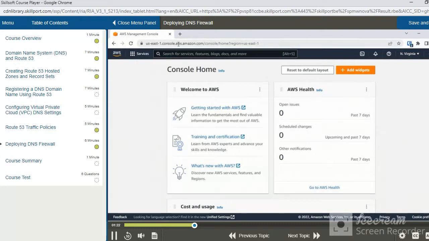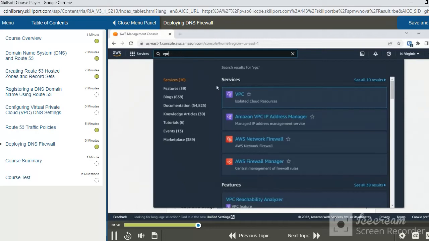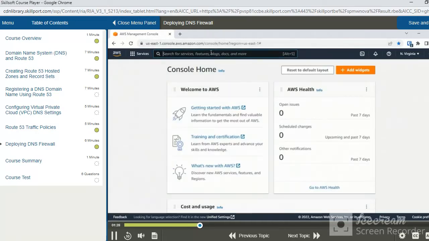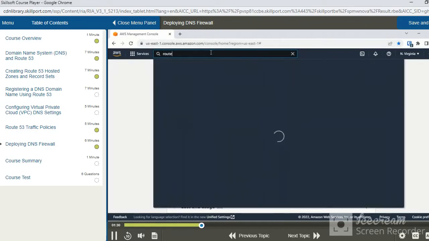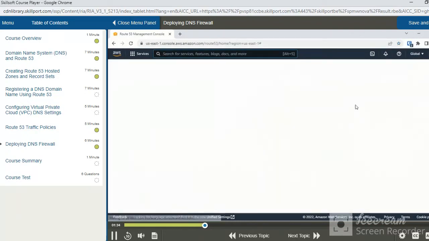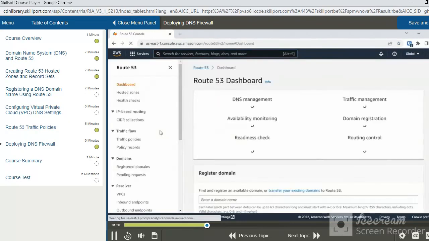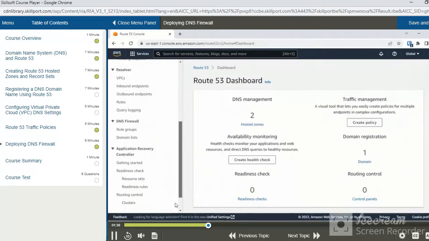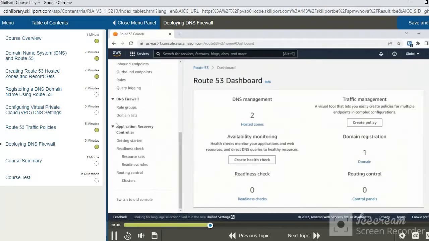Here in the AWS Management Console, I'm going to start by searching for Route 53, so all the managed DNS services, because that's where we'll be able to work with the DNS firewall. If we scroll way down on the left, under DNS firewall, we have two views: rule groups and domain lists. Now, you can reference domain lists in a rule group. So why don't we start with domain lists?